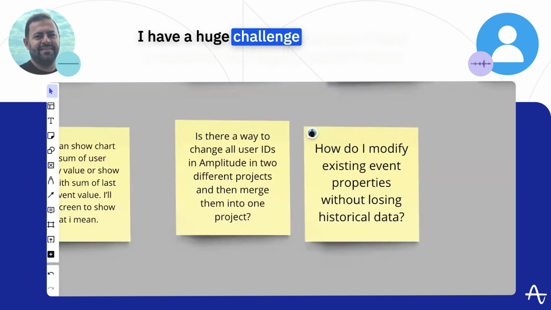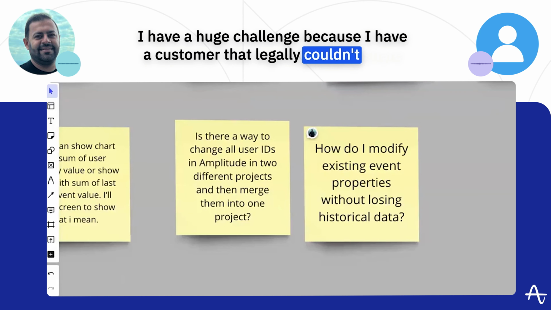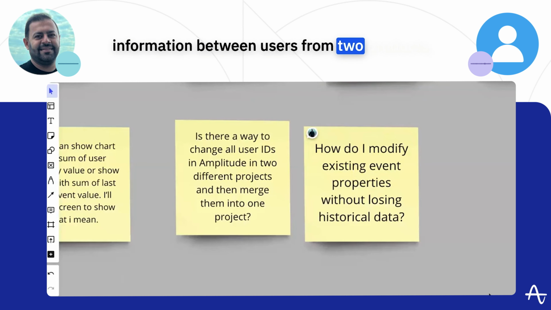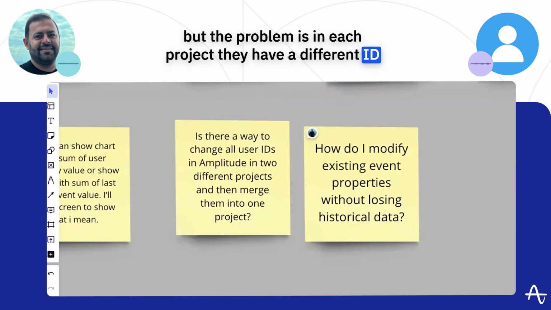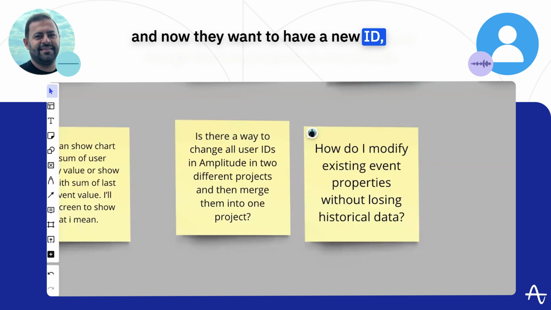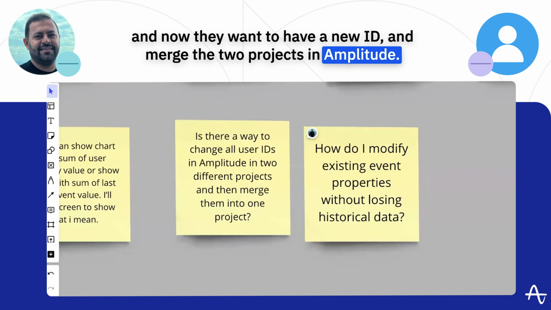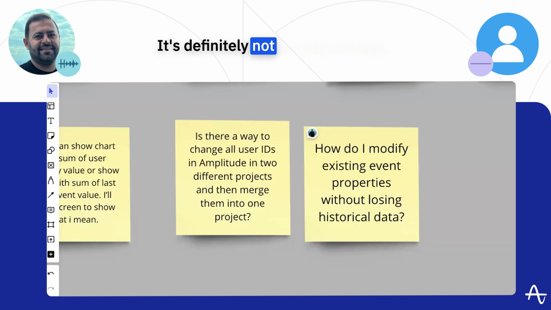A huge challenge because they have a customer that legally couldn't share information between users from two products, and now they can. But the problem is in each project they have a different ID, and now they want to have a new ID and merge the two projects in Amplitude. Yeah, I'll be honest, it's definitely not an easy change.